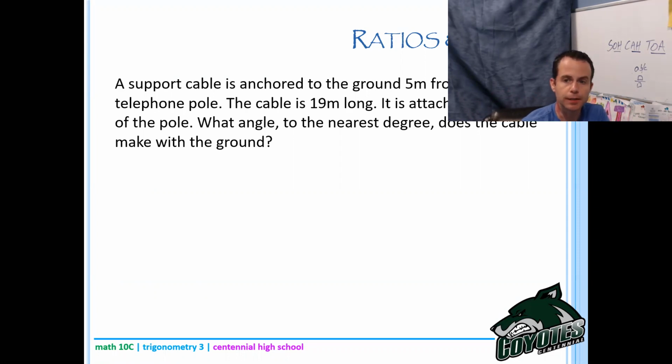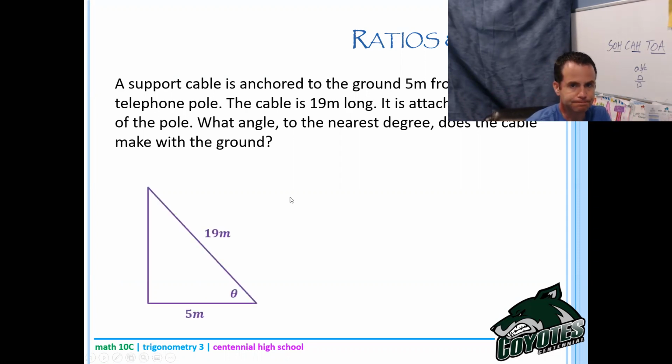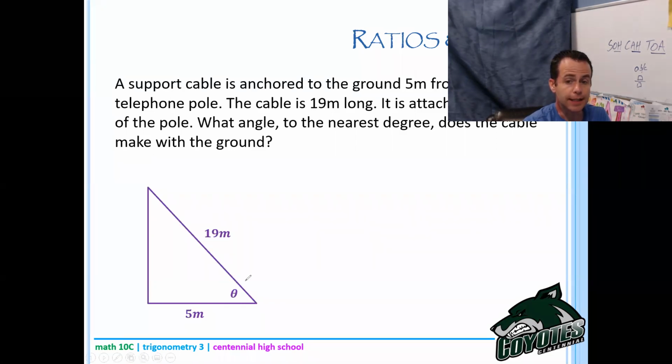So I want you to pause me and draw your own picture. Your picture should look something like this. It may be kind of the mirror image of that, that's fine. So I knew I was anchored 5 meters away from the base, so that was my horizontal, and I knew that the cable itself was 19 meters. I'm asked for the angle that it forms with the ground, so I'm looking at that guy. Then I'm gonna figure out what do I have and what do I need. I need the angle. Given that angle, this is my opposite, this is my hypotenuse, and this is my adjacent.